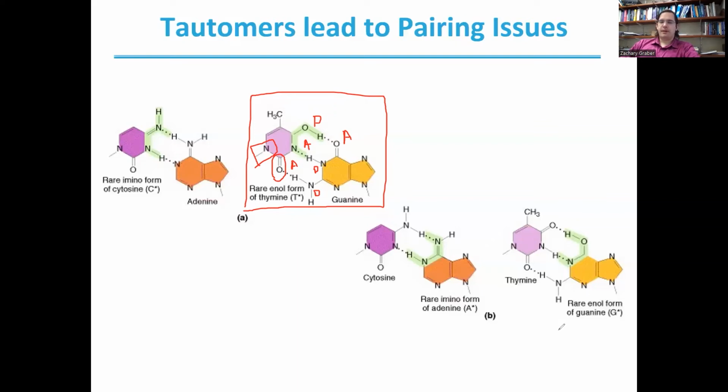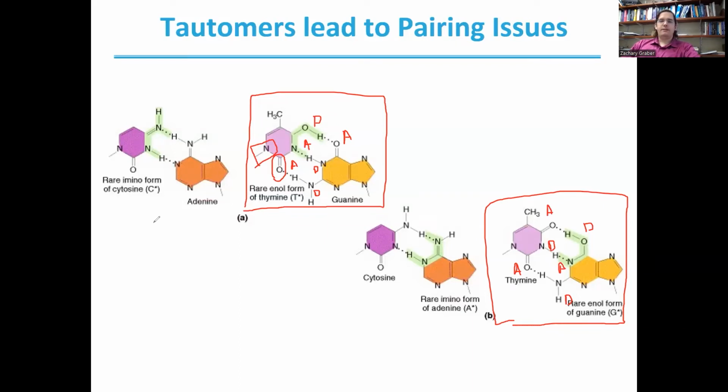You can notice a very similar pairing over here in the lower right. Our guanine can also form a tautomer using the carbonyl on our guanine, and that will change its pattern to a donor, acceptor, donor. And this can match up with the original pattern of our thymine with its acceptor, donor, and acceptor. So again, if our guanine tautomerizes to its enol form, it will end up pairing with thymine instead of cytosine.